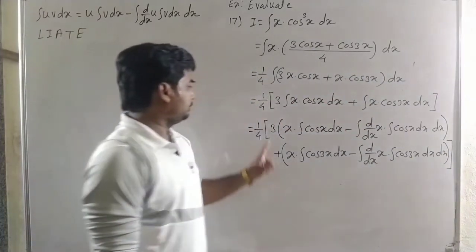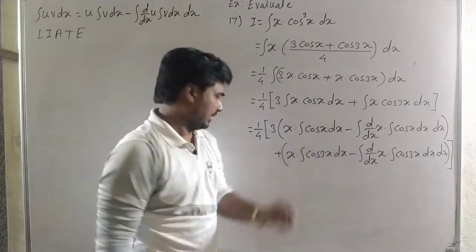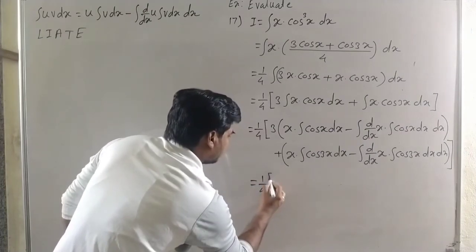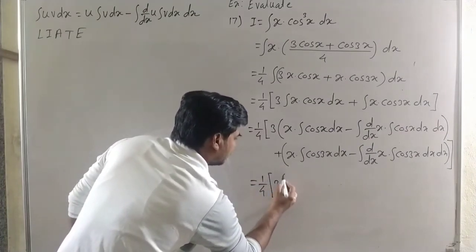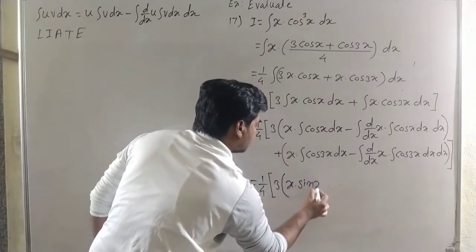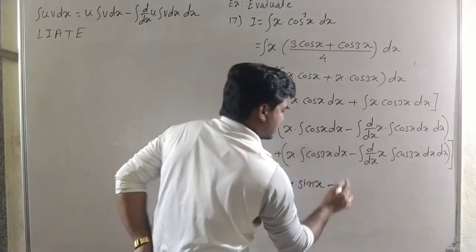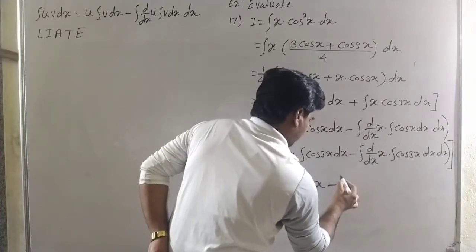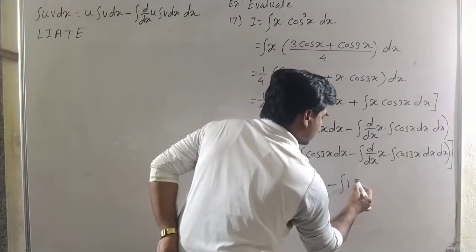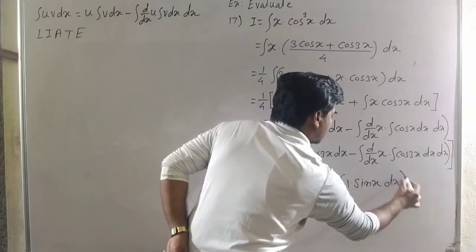See carefully, these are the two integrals. Here we use u into v, and again we use u into v. Now it is 1/4 into, see carefully, 3 into x into sin x minus, here integral of derivative of x is 1, and the integral of cos x is sin x, so 1 into sin x dx. It is the first term.